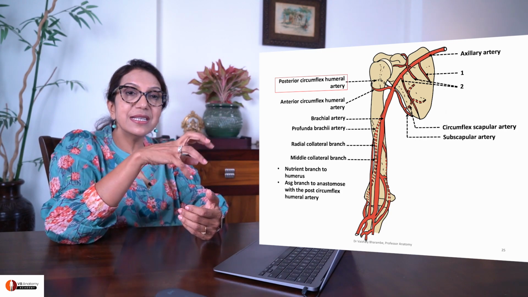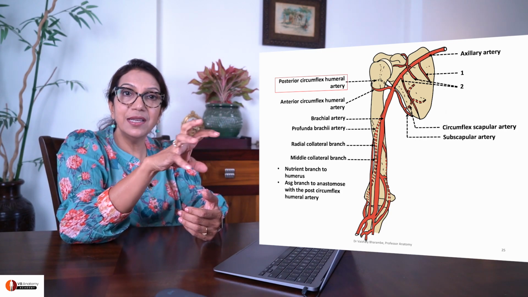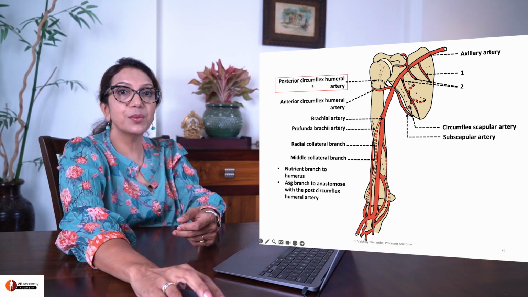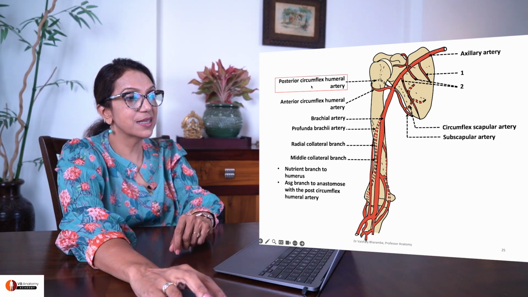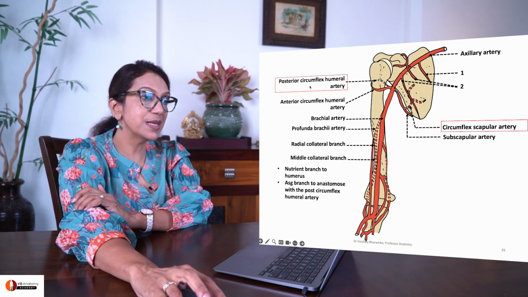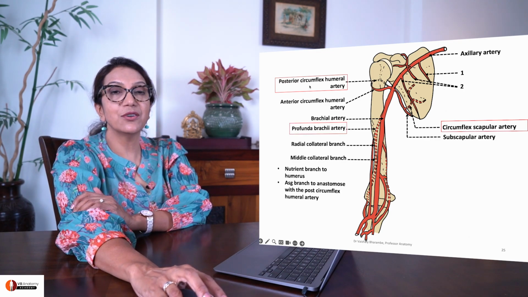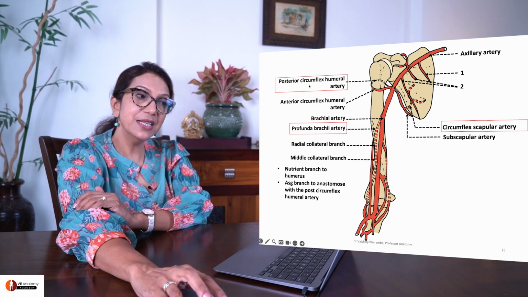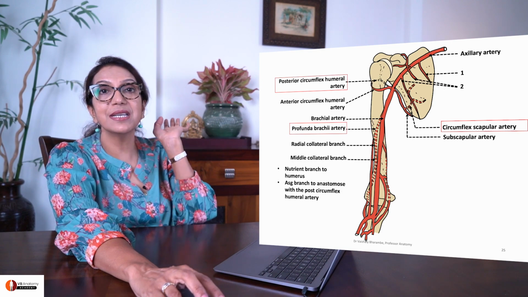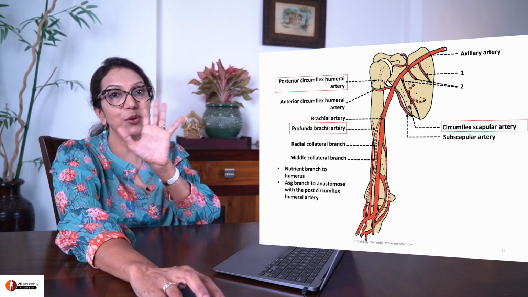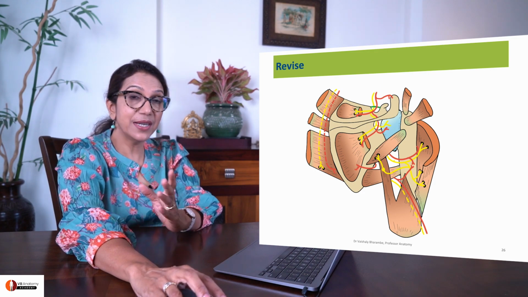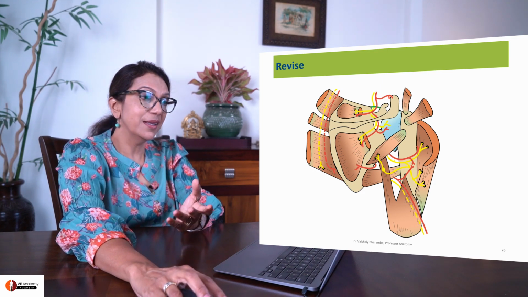So, which of these arteries did we come across in the three spaces? We came across posterior circumflex humeral in the quadrangular space, circumflex scapular artery in the upper triangular space, and profunda brachii artery in the lower triangular space. It's very important that all of you understand this basic anatomy of arterial supply to upper limb. So let's revise, students. We're done with this very simple topic.